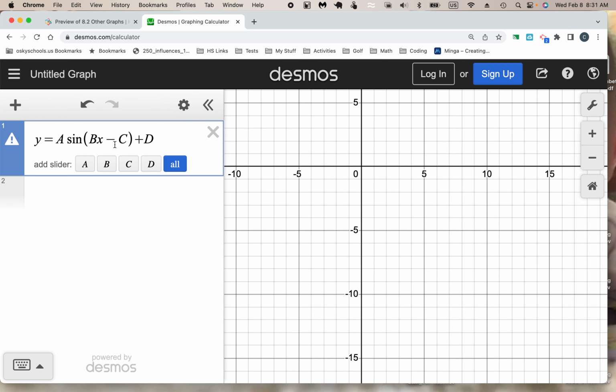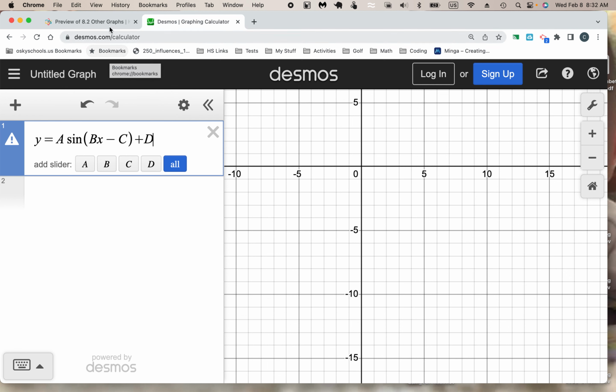This actually works for any trig function, whether it's cotangent, tangent, cosecant, secant, or cosine. A is our amplitude. B is going to help us find the period. We've got C here, which is our shift left and right, a horizontal shift, and we got D, which is our vertical shift up or down.